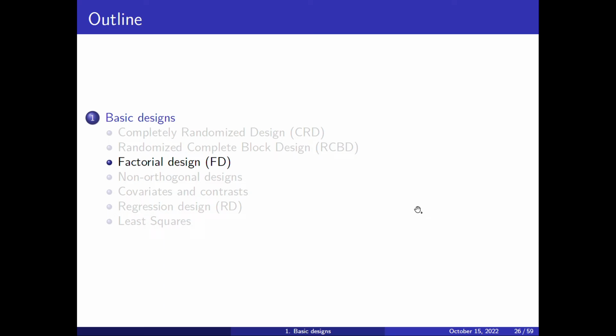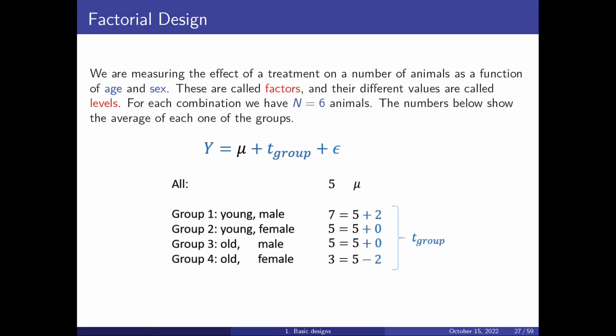We will now explain another kind of design that is extremely important, that is factorial designs. Factorial designs are those designs in which we have multiple factors that may affect the results. And let's start with an example.